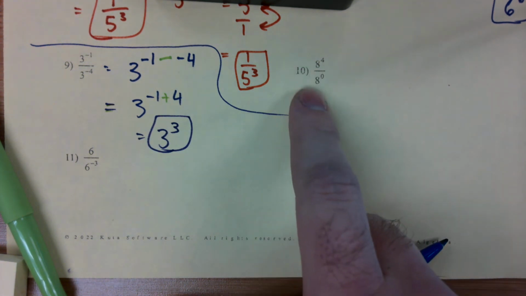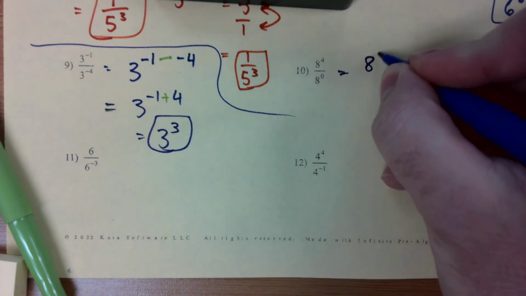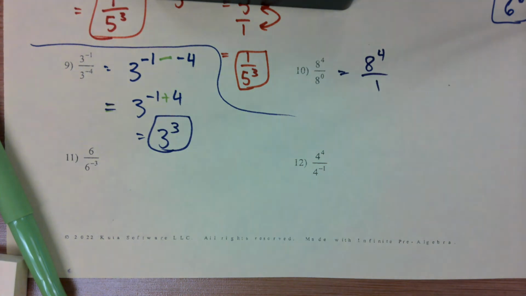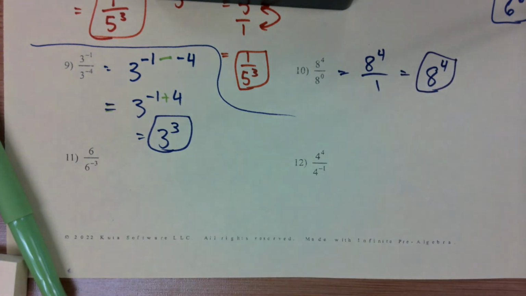Number 10, anything to the 0th power is equal to 1. So we can skip the quotient rule and just simplify 8 to the 0th. And then simplify our answer, because we don't need a 1 as our denominator, right? We already know that 1's our denominator.